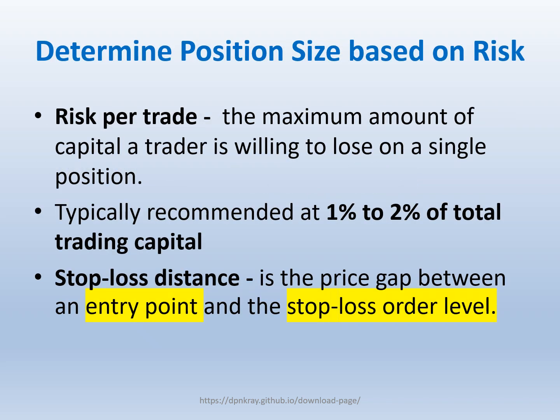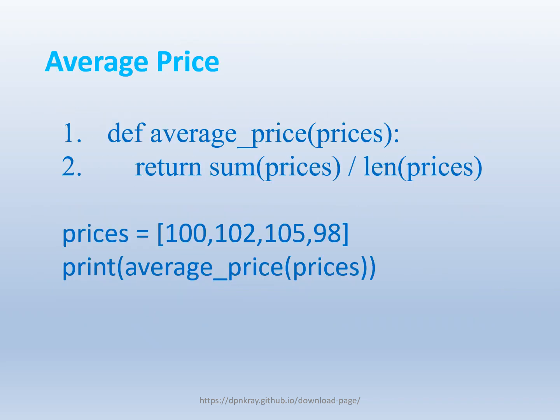What is risk per trade? The maximum amount of capital a trader is willing to lose on a single position. A typical recommended value is 1% to 2% of total trading capital. Stop loss distance is the price gap between an entry point and the stop loss order level. Then comes average price, very simple. First, you take the sum of all the prices, then divide it by the length.